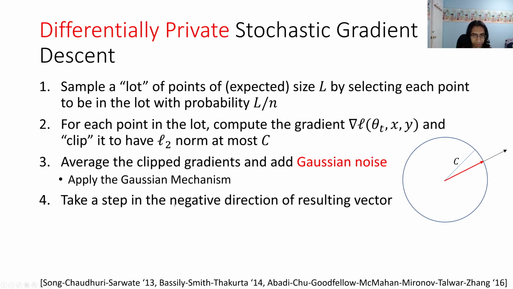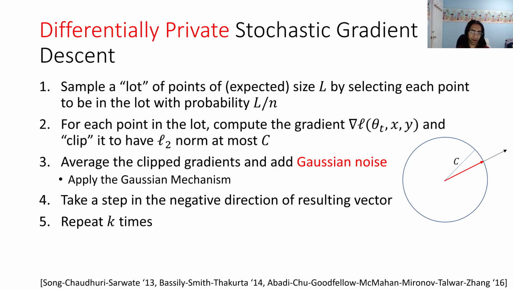Then we take a step in the negative direction of the resulting vector, which is not just going to be the empirical gradient, it's going to be the empirical clipped and noised gradient. And finally, again, we just repeat k times. So as you can see, this is fairly similar to the regular SGD algorithm.